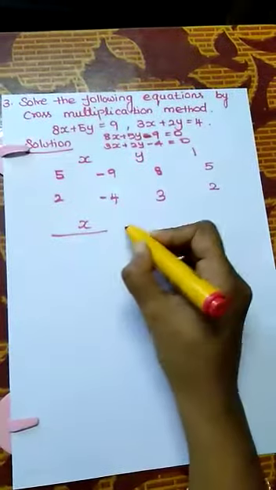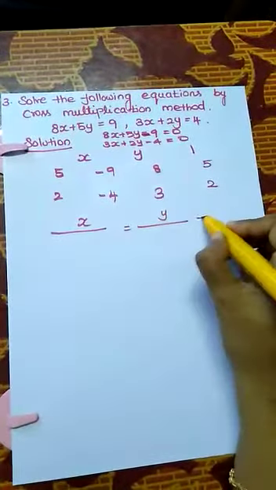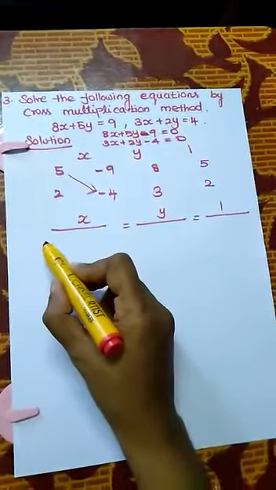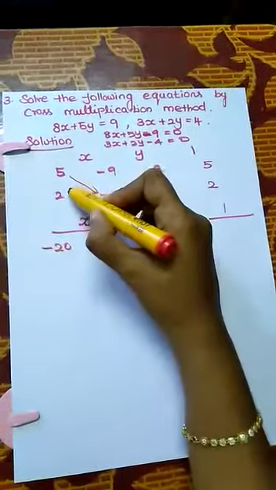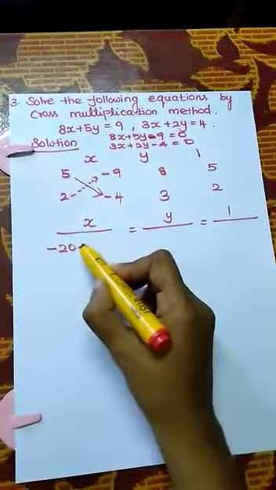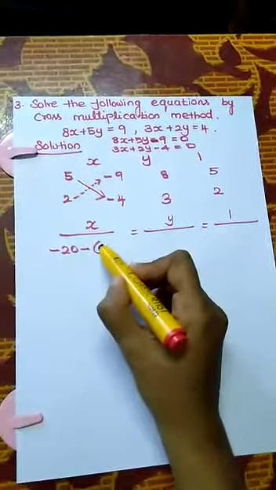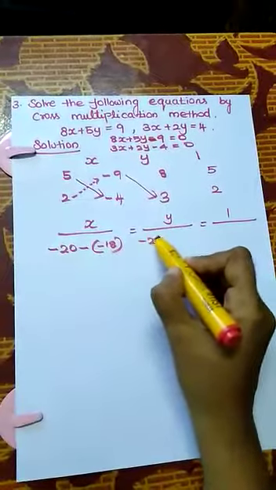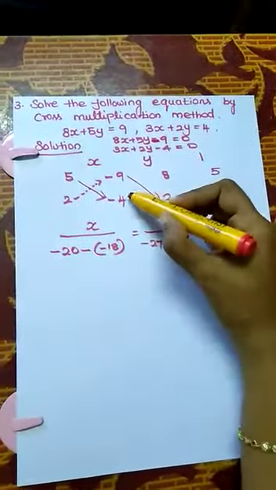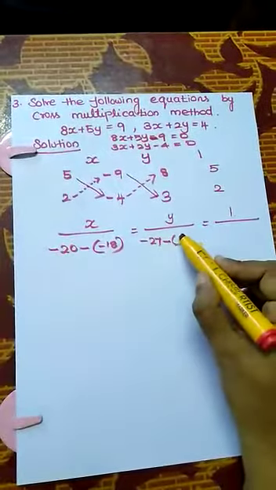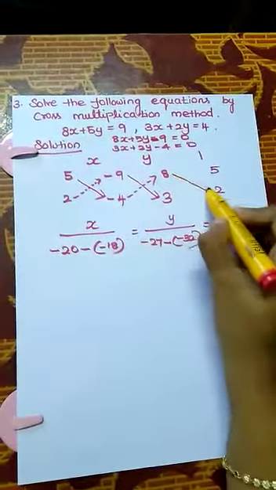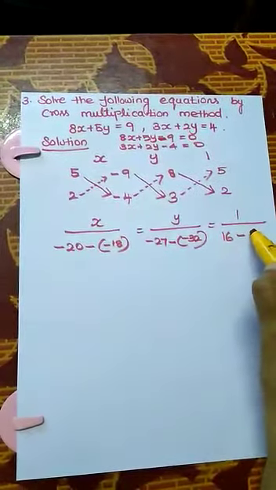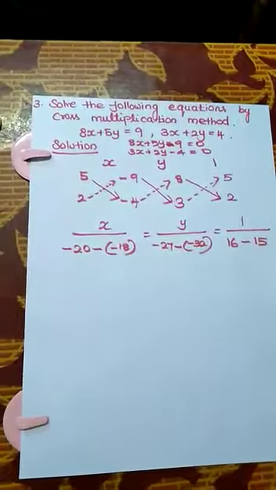Next step, we are going to do cross multiplication. 5 into minus 4, that is minus 20. Next, upward means we have to put a negative symbol, then multiply the values. 2 into minus 9, minus 18. Next one, minus 9 into 3, minus 27. Minus of minus 4 into 8, minus 32. Next one, 8 2s are 16, minus, directly we have to multiply 5 into 3, 15.